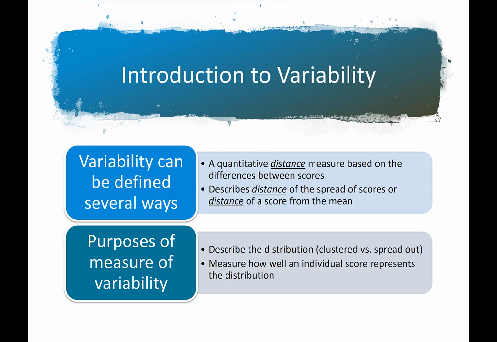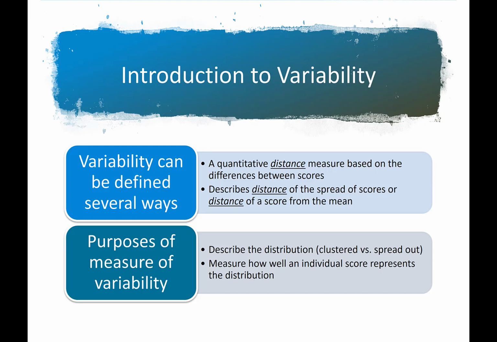The reasons why we are interested in variability, or indexing variability in different ways, primarily are because we want to describe the distribution, right? We want to get some idea of whether it's a clustered distribution, so whether all these scores are tightly grouped, or whether it's not very tightly grouped and is pretty much spread out. And we want to do this because we want to measure how well an individual score represents the distribution.